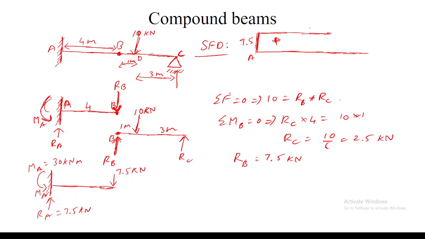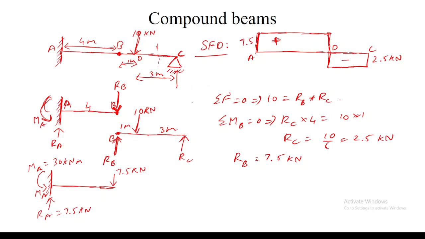And at D, what is the shear force? 10 kilonewton is acting downwards, right? So when I'm taking a cross section here, it is causing a moment in the anti-clockwise direction. So it is actually negative. So I'm drawing a 10 kilonewton force here. And then RC is actually 2.5. So in the negative direction, it will be 2.5. So it is negative. And this is point D, this is point C. Is it clear to everyone?